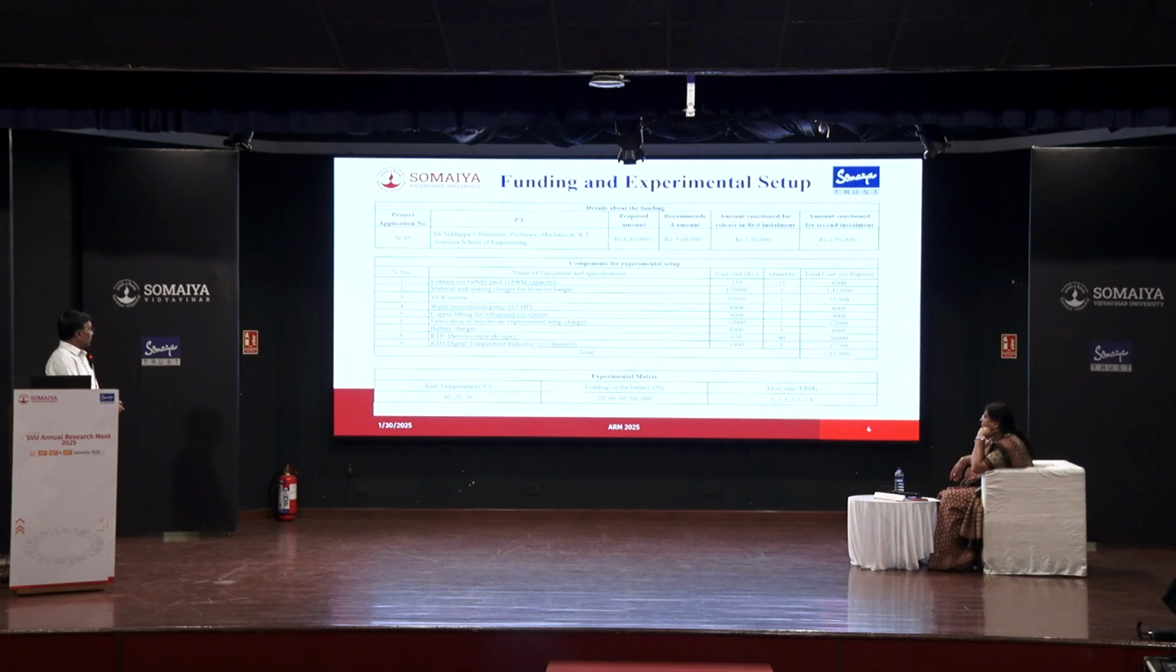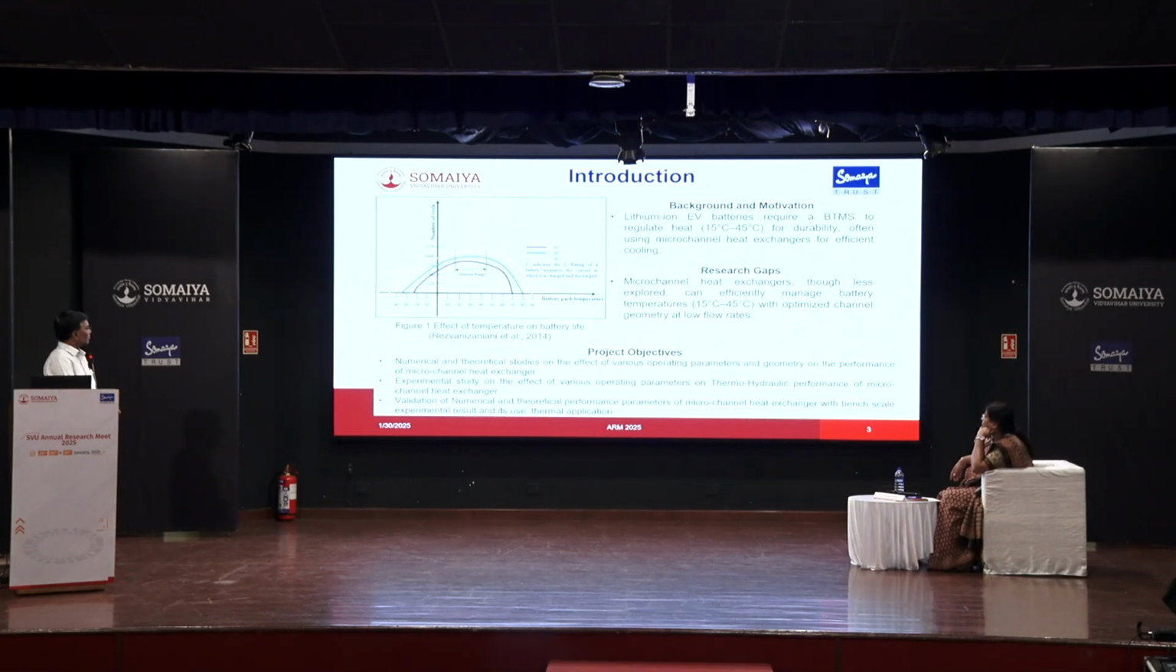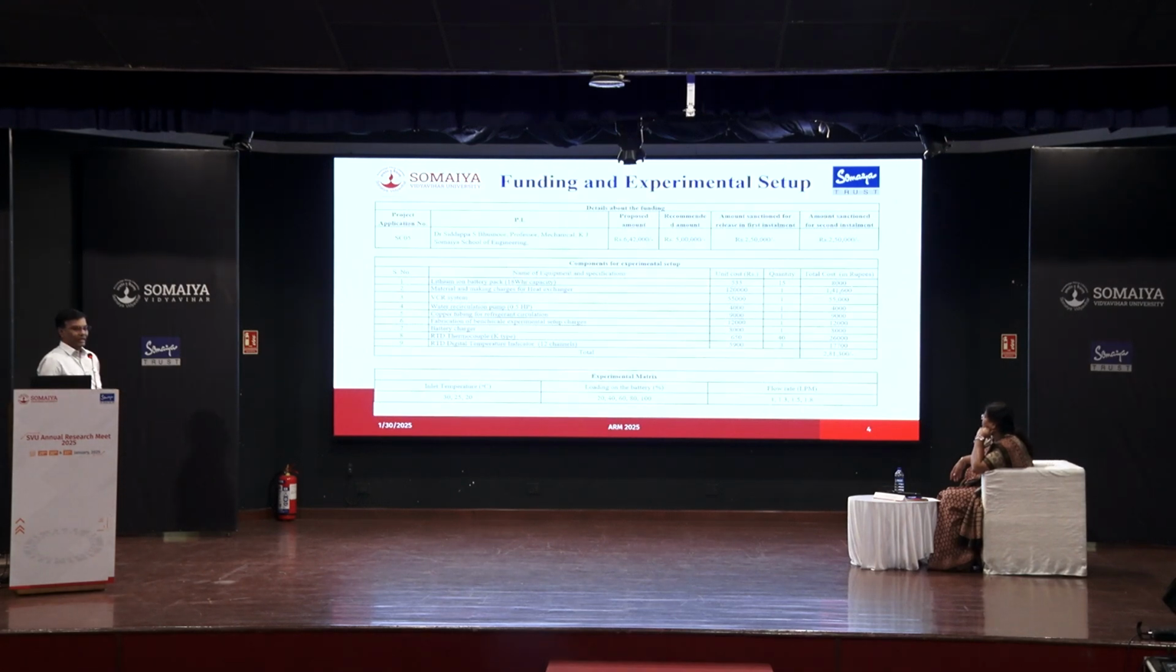And with this concern, these are the details of the funding we have obtained. We opted for 6 lakhs, the institute has funded us 5 lakhs, and out of that 2.5 has been granted, and the remaining 2.5 are going to be used in the second installment.